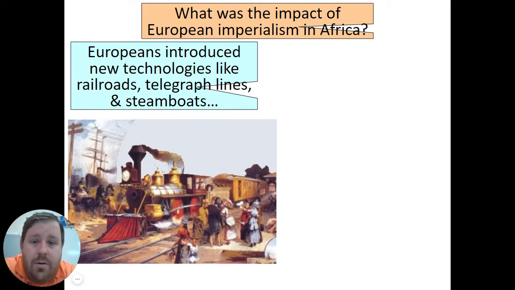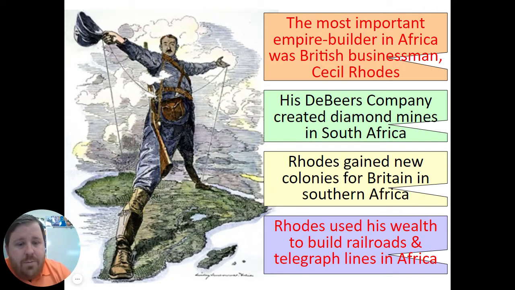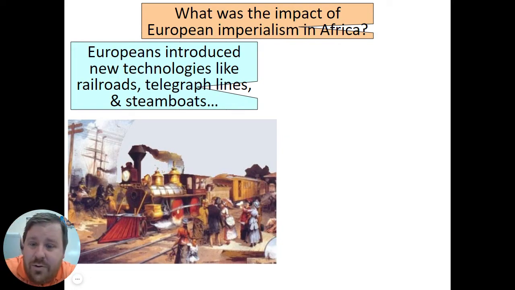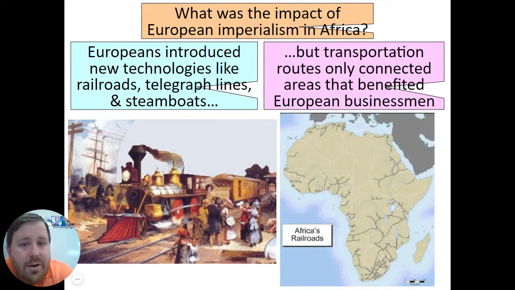So the impact of European imperialism in Africa, you have some positives and you have some negatives. Like we just said, Rhodes built railroads and telegraph lines. So they introduced new technologies: railroads, telegraph lines, steamboats. They bring all this new technology to Africa. However, transportation routes only connected areas that benefited European businessmen. So it's not like they're bringing these transportation routes and these methods of communication to everyone in Africa to help them out. No, they're using it to benefit themselves. So it's not really doing much benefit to the indigenous people. It's benefiting the Europeans who are taking control there.